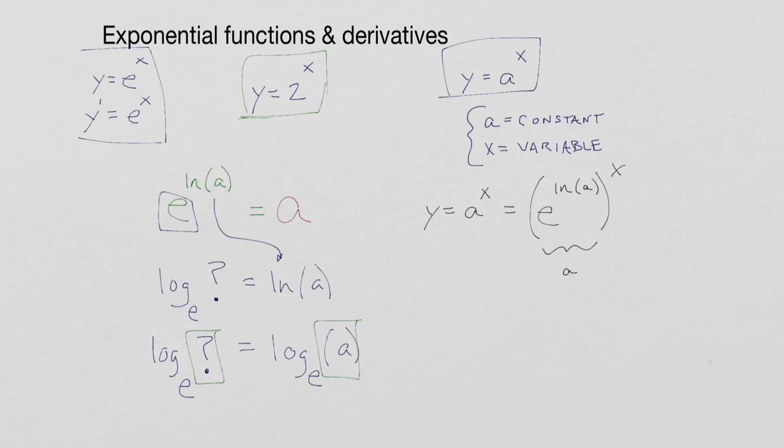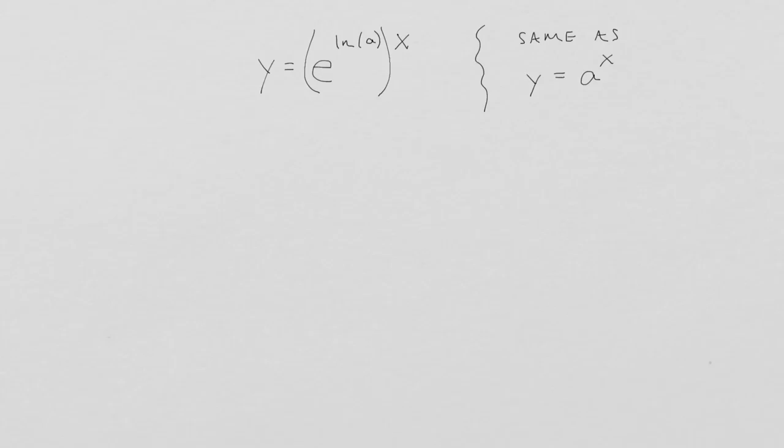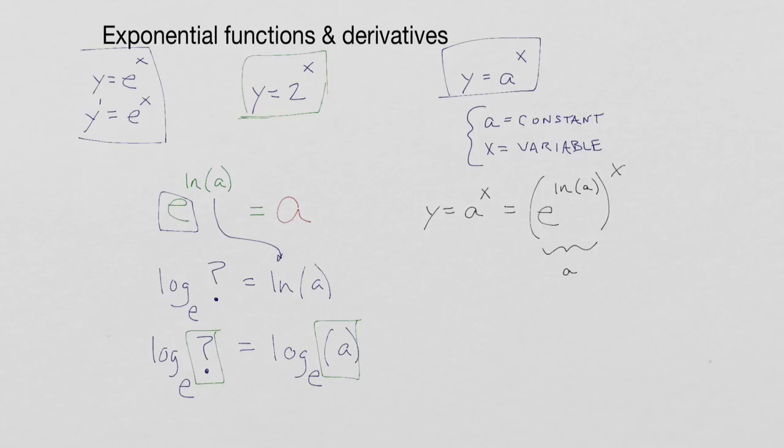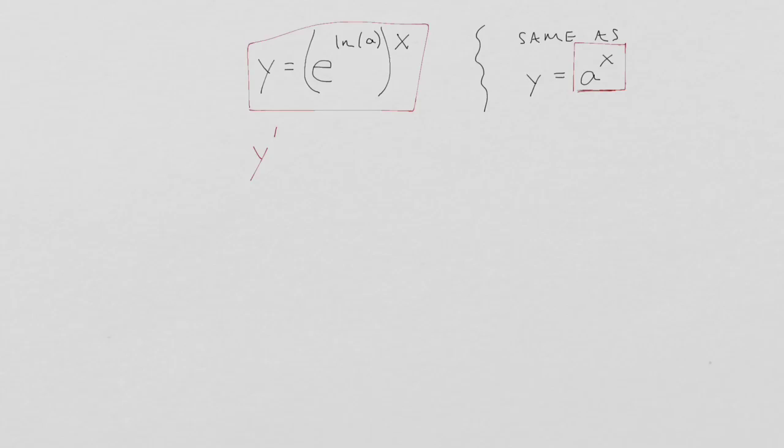So let's try that. So again, just to be clear, I'm taking e to the natural log of a to the power of x. I'm going to take the derivative of this. And this is equivalent to me taking the derivative of a to the power of x based on this explanation. Okay, so here is what I'm going to do. I've got e to the power of the natural log of a to the power of x. So I'm going to take the derivative. I know that the derivative of e to any power is just e to that power. So e to the power of ln of a times x.